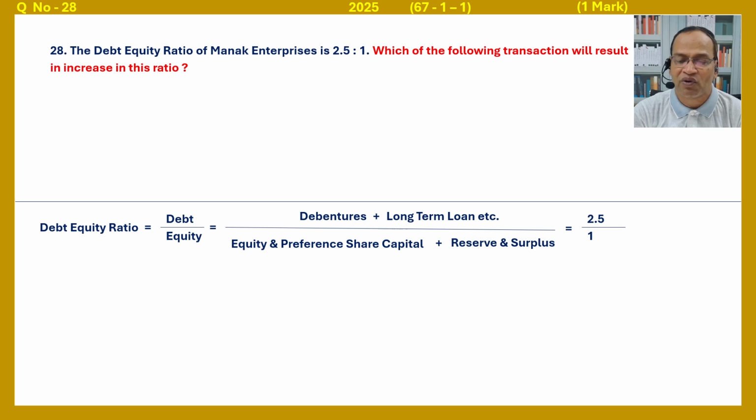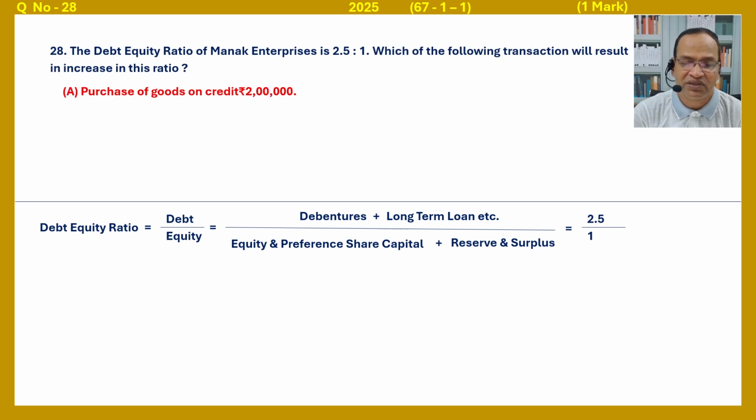Next, which of the following transactions will result in increase in this ratio? Increase the ratio means 2.5 will increase, 1 will not increase. If the below side, equity share or preference share capital or reserve and surplus, will increase, then the 1 will increase and the ratio will decrease. It means debenture or long-term loan will increase.